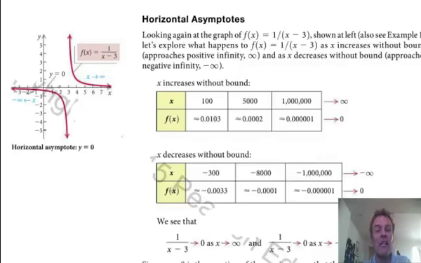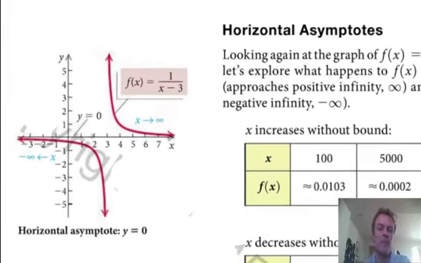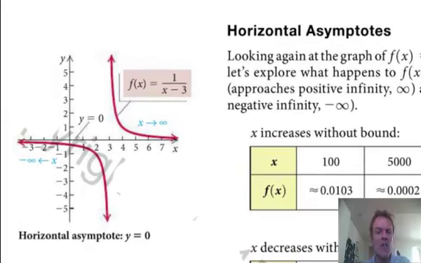Okay, so we looked at vertical asymptotes, now horizontal asymptotes. This is actually a little bit easier because it's more of a visual thing to look at. Again, remember this? This had a vertical asymptote, remember? X can't be 3, so we did have a vertical asymptote.